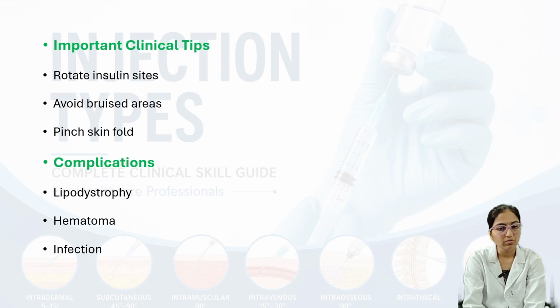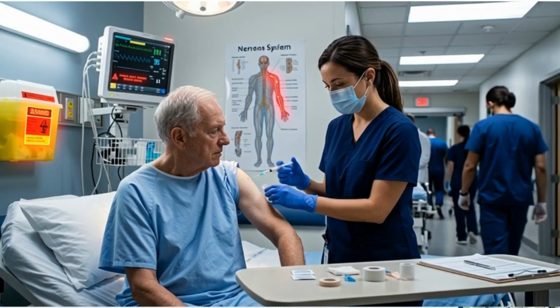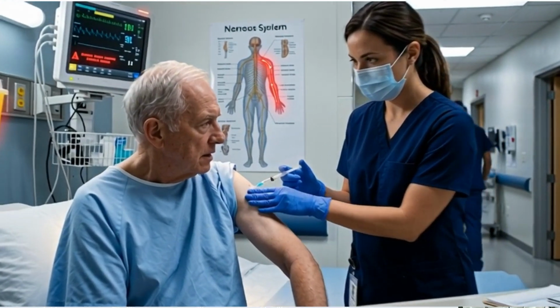Some important clinical tips: rotate insulin sites, avoid bruised areas, and pinch the skin fold. Some of the complications are lipodystrophy, which is loss of fat, hematoma, which is a collection of pooled clotted blood, and infection. These are the complications. Next we'll see the IM, intramuscular injection.